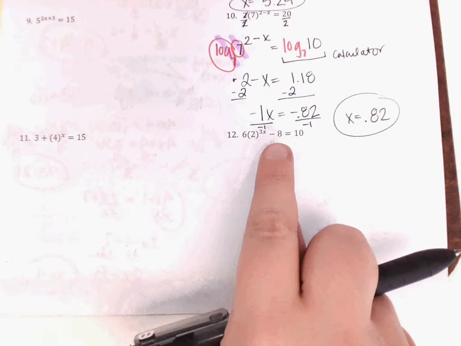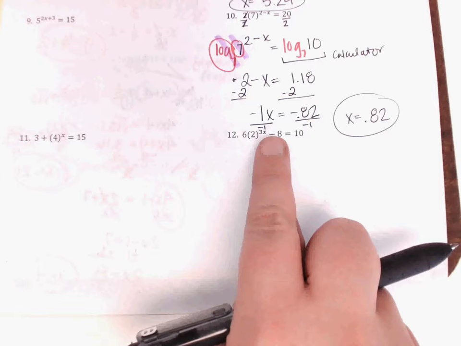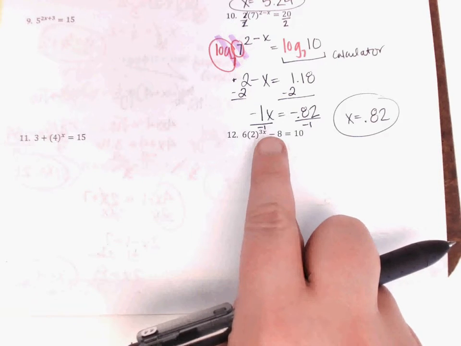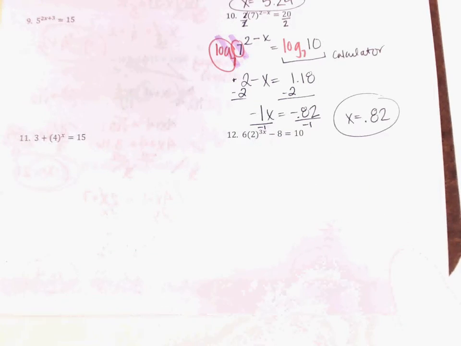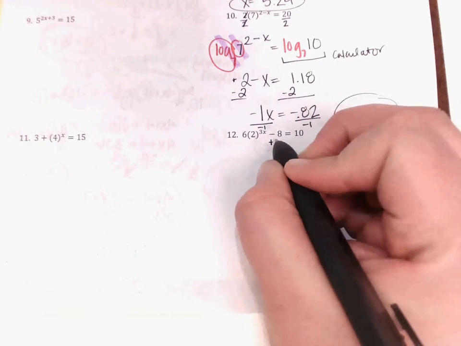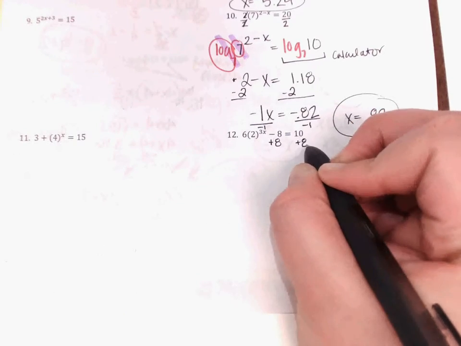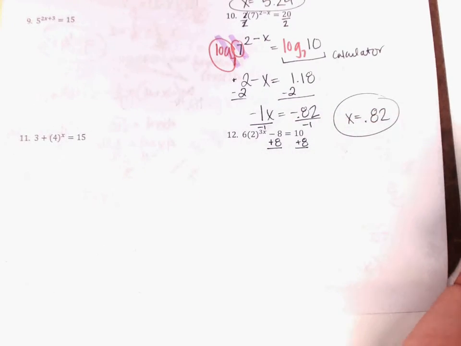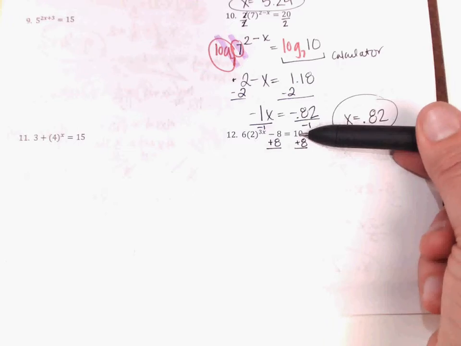Look right there. I would get rid of that minus 8 first. So remember, when you're solving, you want to do PEMDAS kind of like backwards. So I'm going to add this 8 across first. And here's why. Could you divide by 6? Sure. But 10's not going to divide by 6.